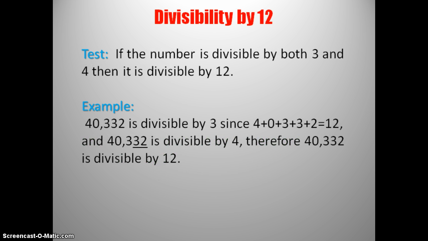Okay, our final test in this video is divisibility by 12. This is similar to the test for 6, where you are going to use tests for 2 different factors beforehand. Here, if the number is divisible by both 3 and 4, then it is divisible by 12. For example, the number 40,332 is divisible by 3, since when we sum the digits we get 12. And this number is also divisible by 4, because remember the last 2 digits form a number, 32, that is known to be divisible by 4. Therefore, we know that this number, 40,332, is in fact divisible by 12.